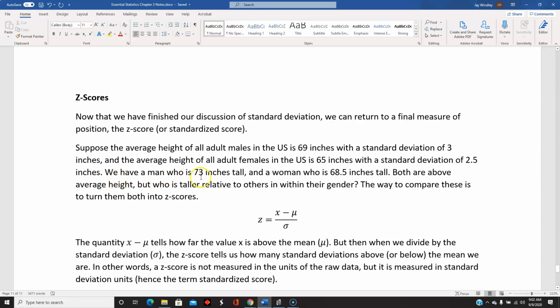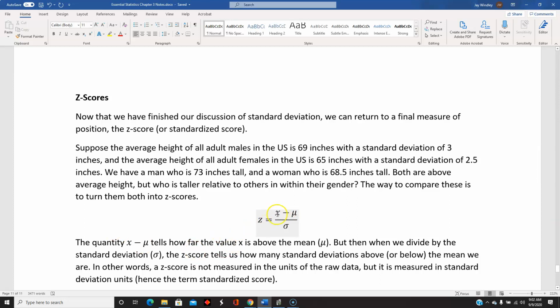Suppose we have a man who's 73 inches tall. That's clearly above the average of 69. And we have a woman who's 68.5 inches tall, which is clearly above the average of 65 inches for women. Both of them are above average, but which one is taller with respect to others in their gender? So we're going to compare those using z-scores and using this formula here.